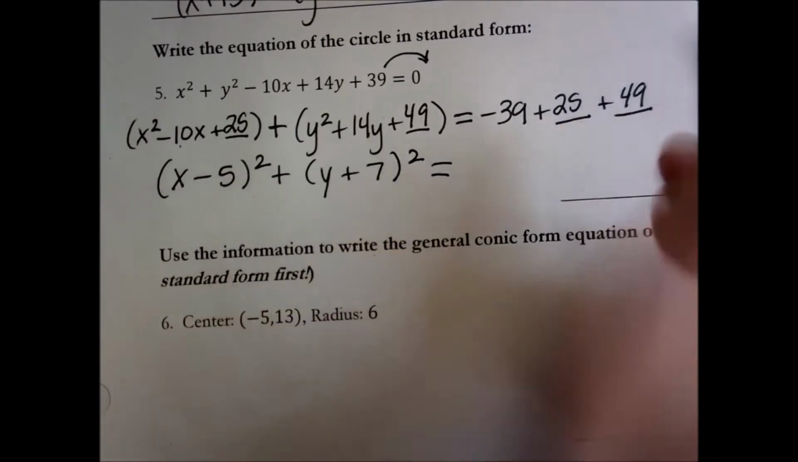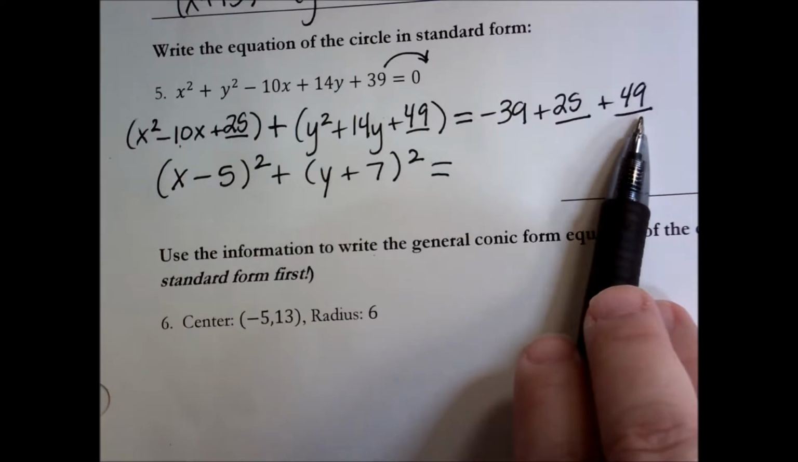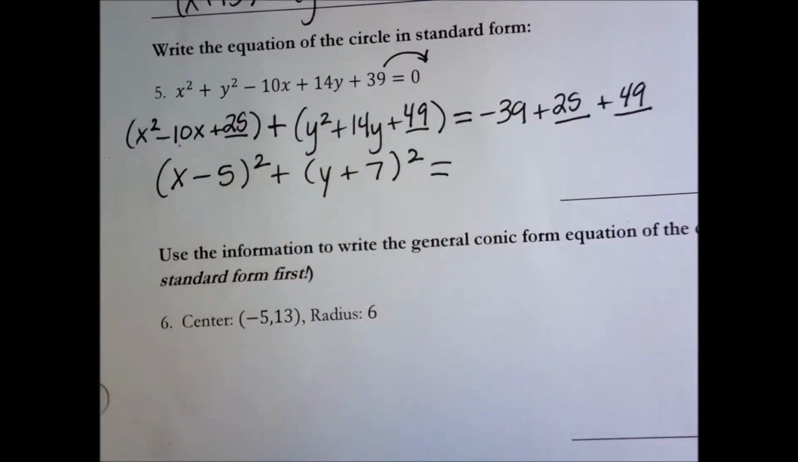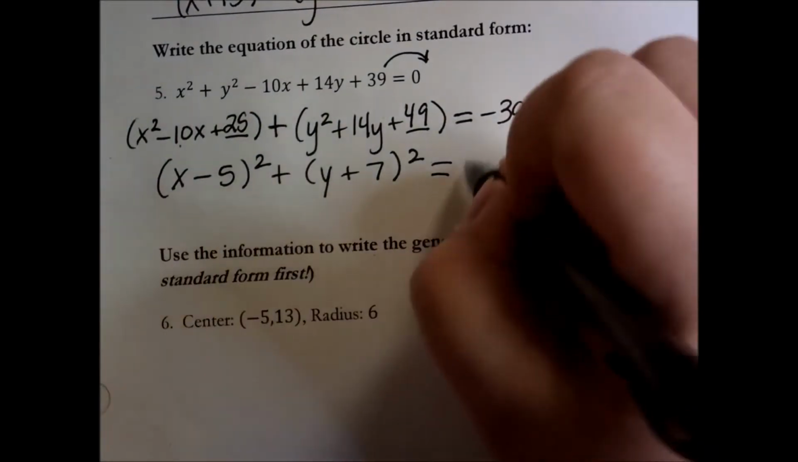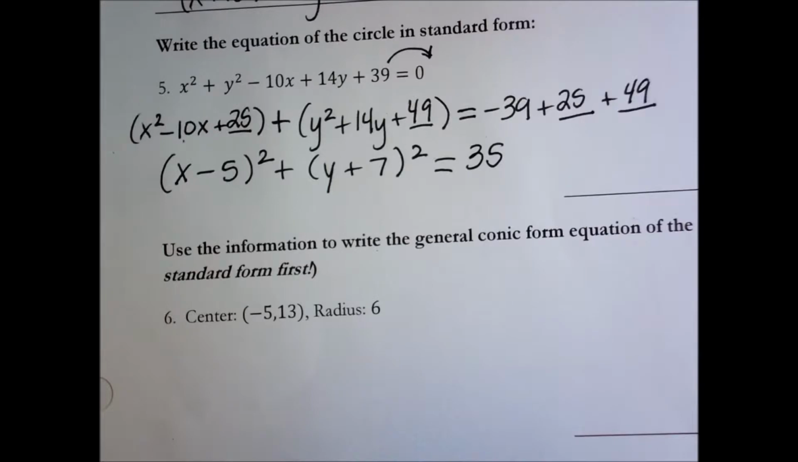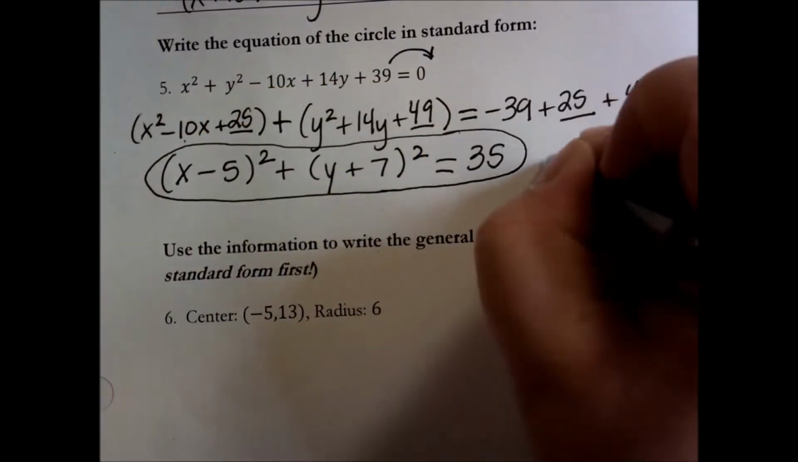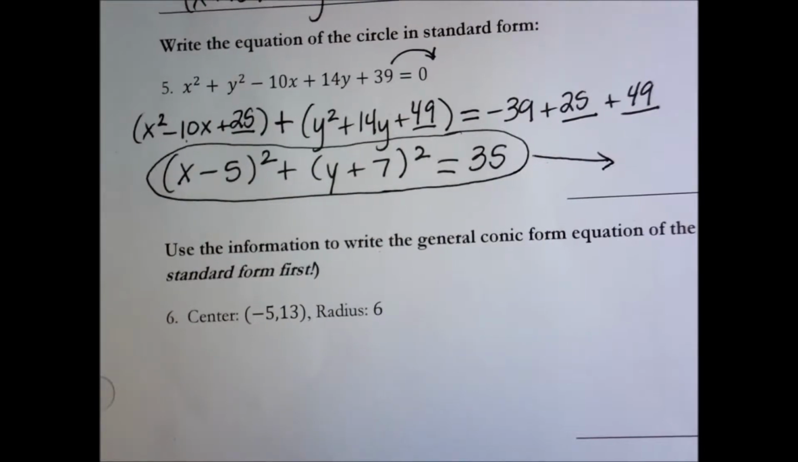Over here I've got negative 39 plus 25 plus 49. That's negative 39 plus 74, which I believe is 25. Let me double check. No, it's 35. That would have been bad. I was getting excited thinking it might be a perfect square. Okay, so this is my standard form of the equation. That's it. That's what I wanted. We can move it over there. Ta-da. Okay.